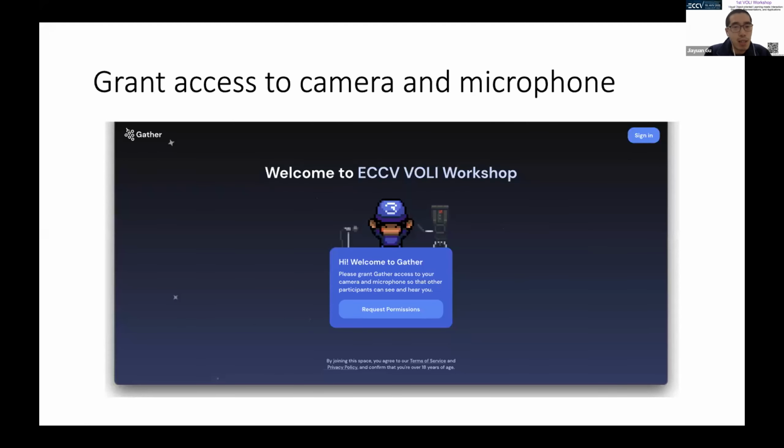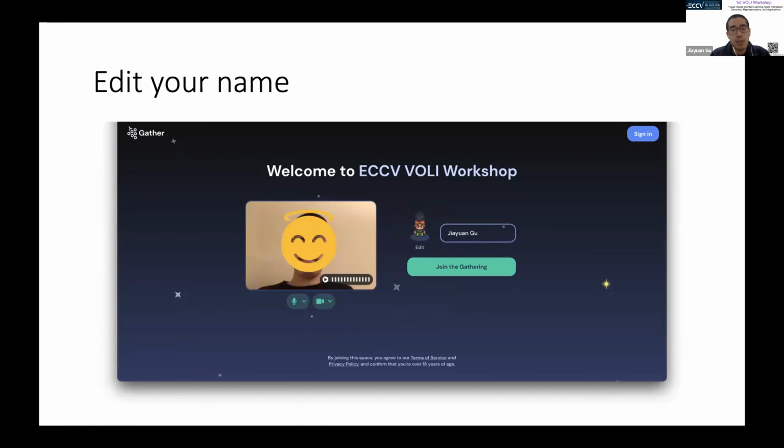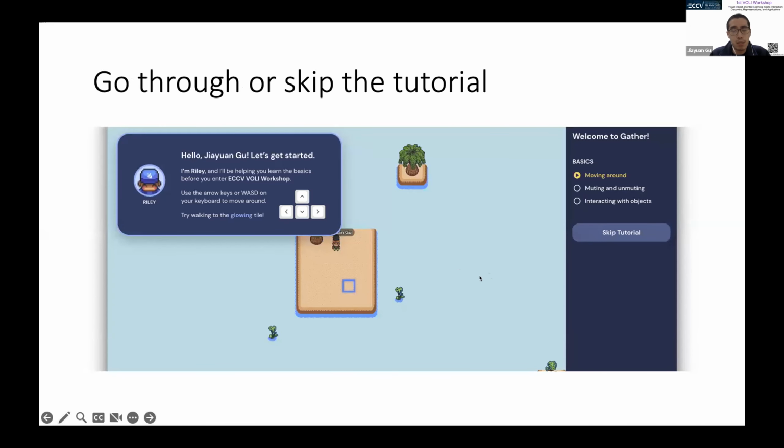The first time, if you have not registered for Gathertown, you need to grant access to the camera and the microphone to communicate with others. Then you can edit your username, any name you want, and test your camera and the microphone. Then you press the join the gathering button and enter this platform. It will first show you a tutorial, so you can choose to go through it or skip it.